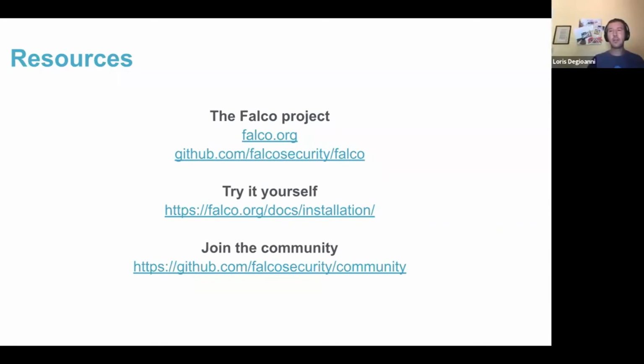Falco has been GA for quite a bit now. So if you go to falco.org and follow the instructions, you can install it on your cluster, and Falco is a tool that can be used for production-ready workloads. So GA-wise, I would assume, we're always releasing new stuff, but Falco should be considered ready to be used.